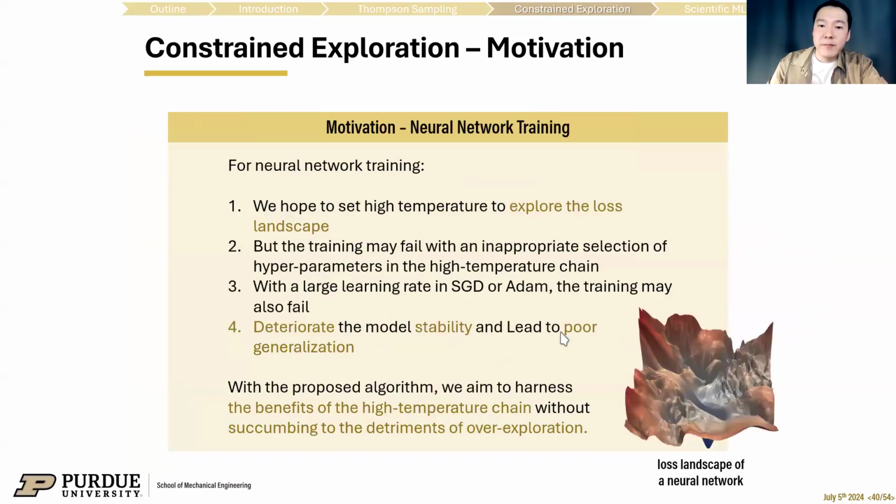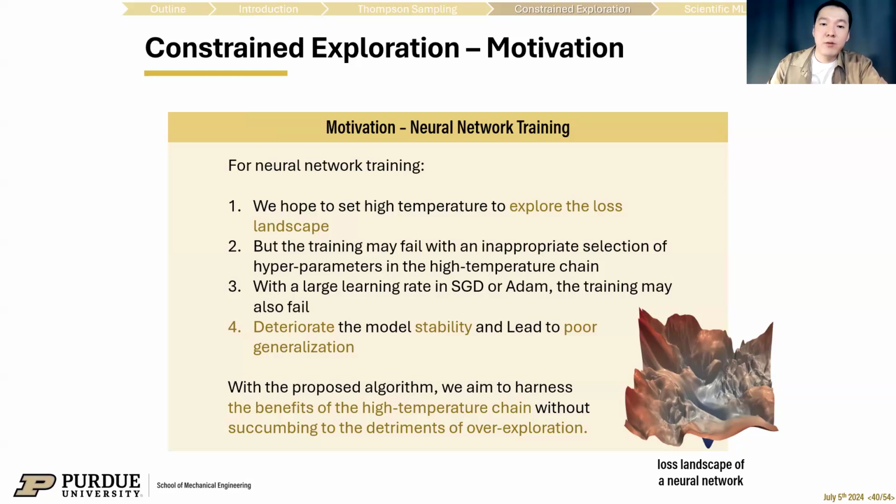Another interesting perspective is from training neural networks. So we hope to use high temp chain to explore the loss landscape well, but the training will fail if you set the learning rate and the temperature too high. Just like using an optimizer like SGD or Adam, if you set the learning rate too large, it does not help training the neural network, but you will find the loss will blow up to infinity. And this, of course, will deteriorate the model training and lead to bad performance.